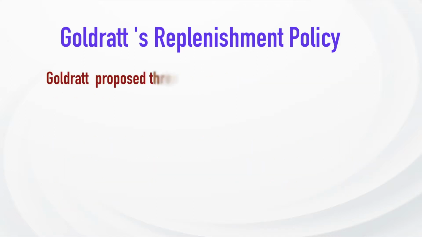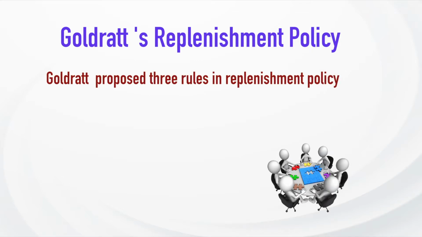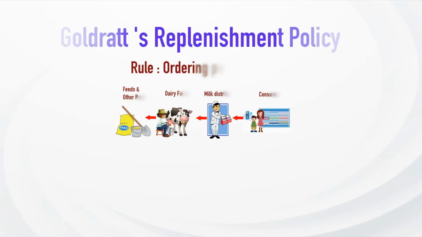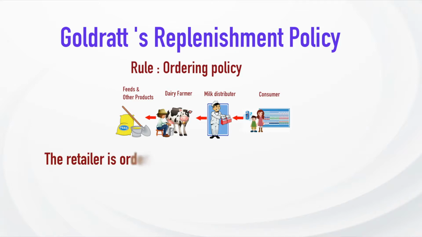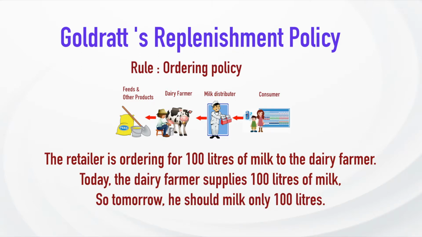Now, Goldratt proposed three rules in his replenishment policy. Rule number one is the ordering policy. In the ordering policy, it's extremely simple. Let us say you have the same players in the dairy supply chain. Let us assume the retailer is ordering 100 liters of milk from the dairy farmer. Today, the dairy farmer supplies 100 liters of milk. So, tomorrow he should milk only 100 liters. Anything extra is not done here.